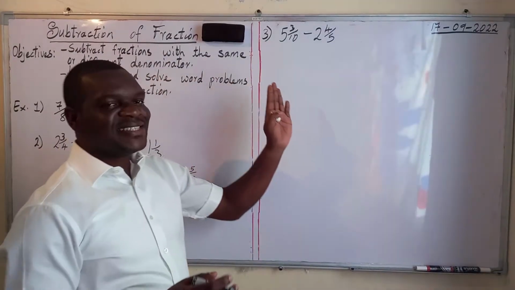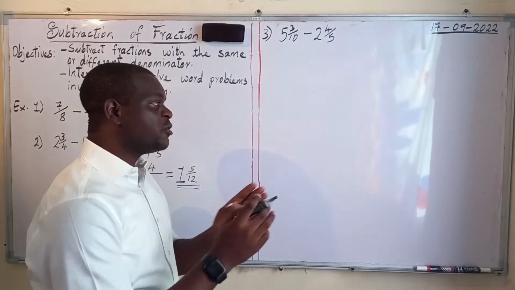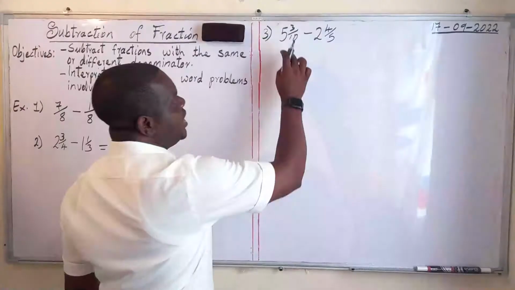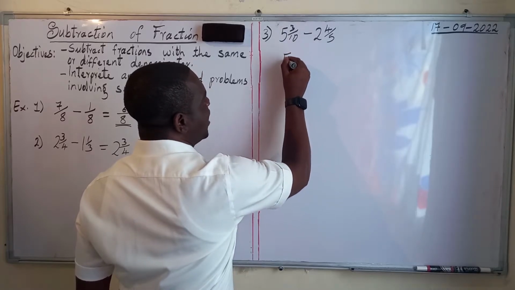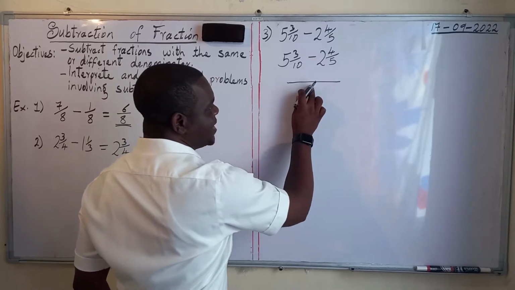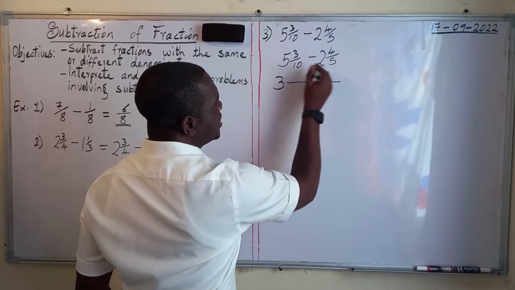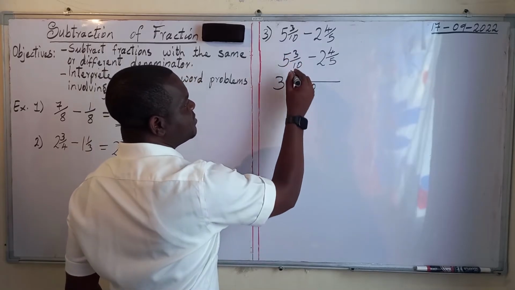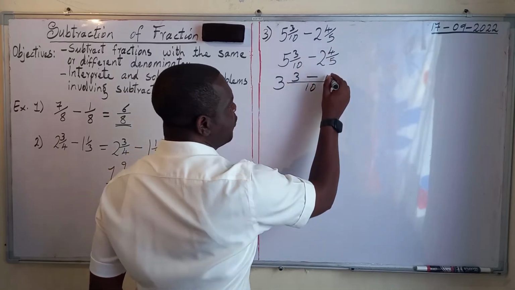Example 3. Please, let's pay attention to example 3 because it has its specificity. It's not going to look like the first or the second example that we've solved. In this case, the denominators are different. So let's restate 5 3/10 minus 2 4/5. Before you find the LCM, let us first of all subtract the whole numbers. 5 minus 2 is 3, and the LCM of 5 and 10 is 10. 10 divided by 10 is 1. 1 times 3 is 3. You bring down this minus sign. 10 divided by 5 is 2. 2 times 4 is 8.